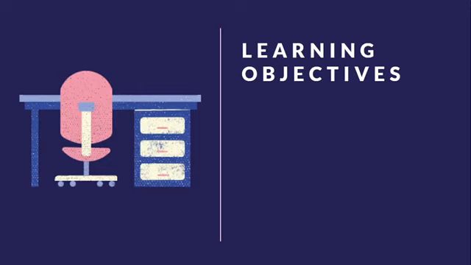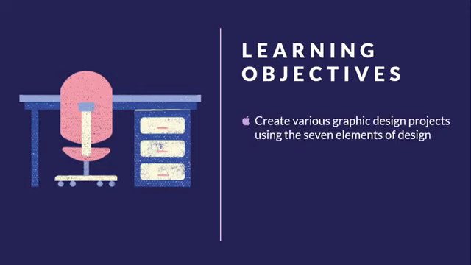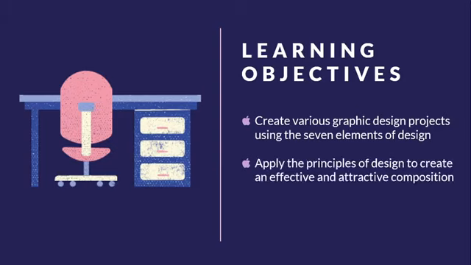So at the end of this lesson, you should be able to create various graphic design projects using the 7 elements of design, which was discussed in the previous lesson. At the same time, the principles of design should be applied to ensure the success of your graphic design project. So these are our learning objectives. These are expected from you after you watch this video tutorial or after you understood this video tutorial.